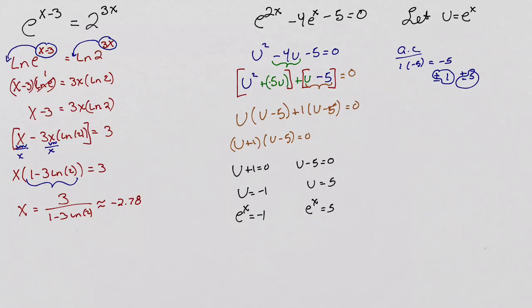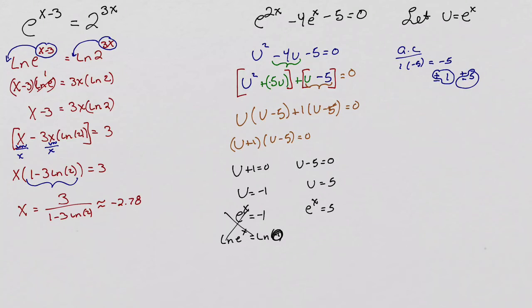Well, if I ln both sides here, I'm going to get ln e to the power of x equals ln of negative 1. That's a problem. This number right here has to be greater than 0. It doesn't. So this is going to be an extraneous answer. It's not an actual real solution.